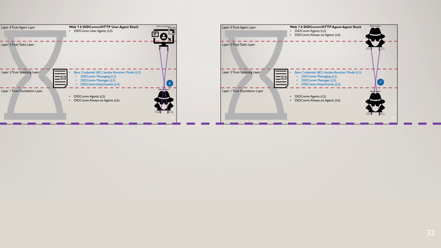This is the DIDComm over HTTP user agent stack, SLAM stack number 5, and again, it's just the user agent talking to a regular DIDComm agent. It lives entirely above the purple line. And then we can also have agents talking to agents in SLAM stack number 7, and we see that illustrated here. Eventually, we're going to end up with all the SLAM stacks either above the line or below the line.